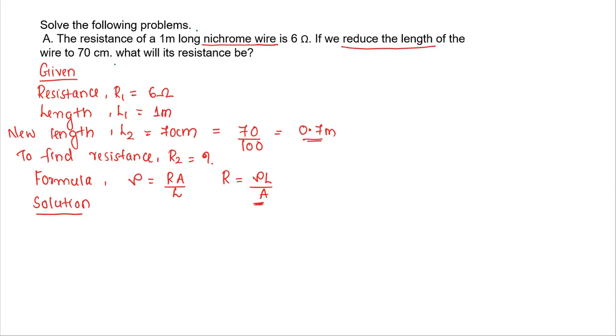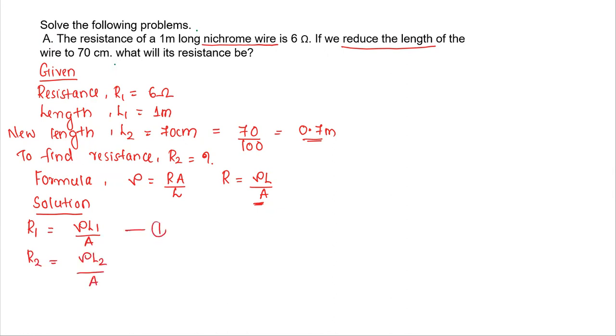Here two resistances are there. So for the first resistance R1 we will write the formula as rho L1 upon A. No need to write rho 1 and A1 because it remains constant. It will not change. And for R2 we can write rho L2 upon A.